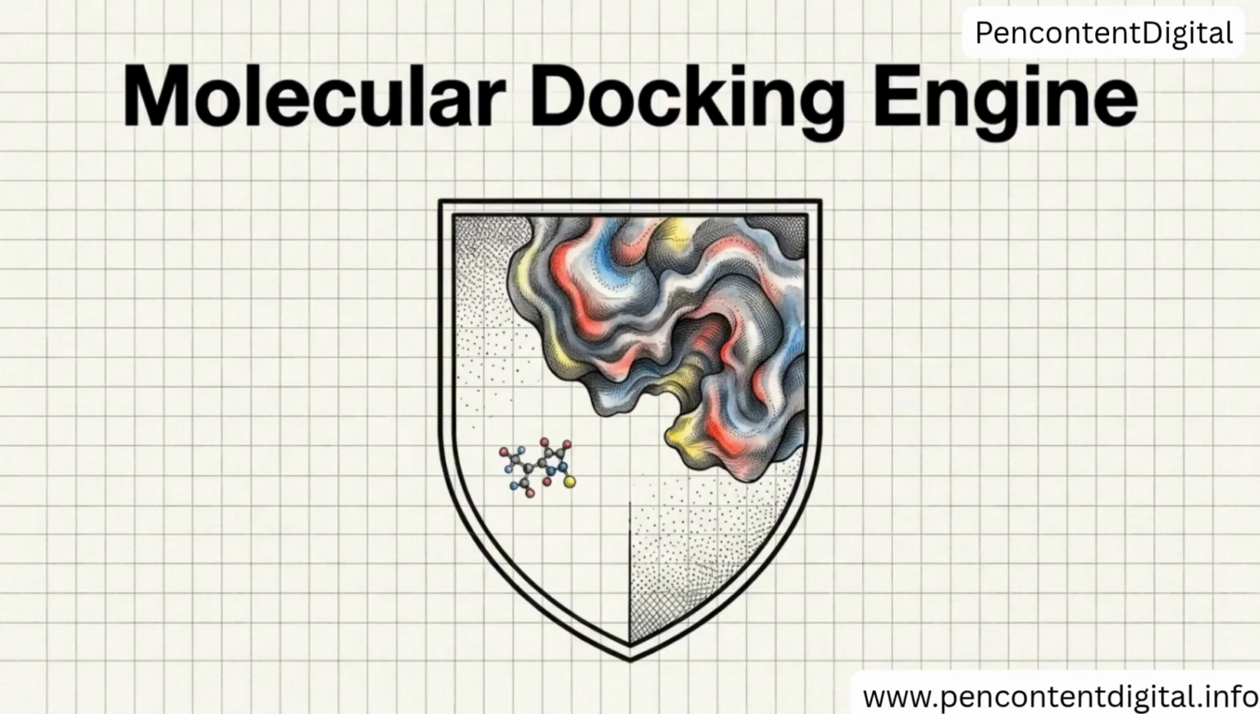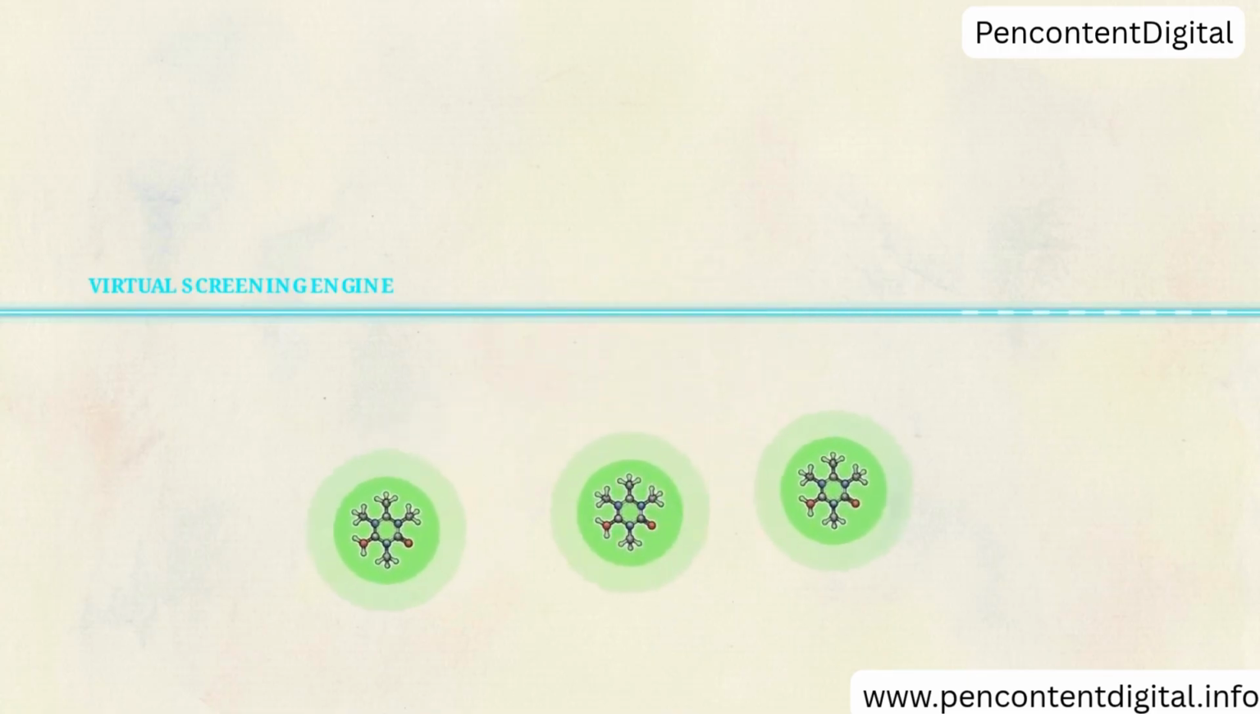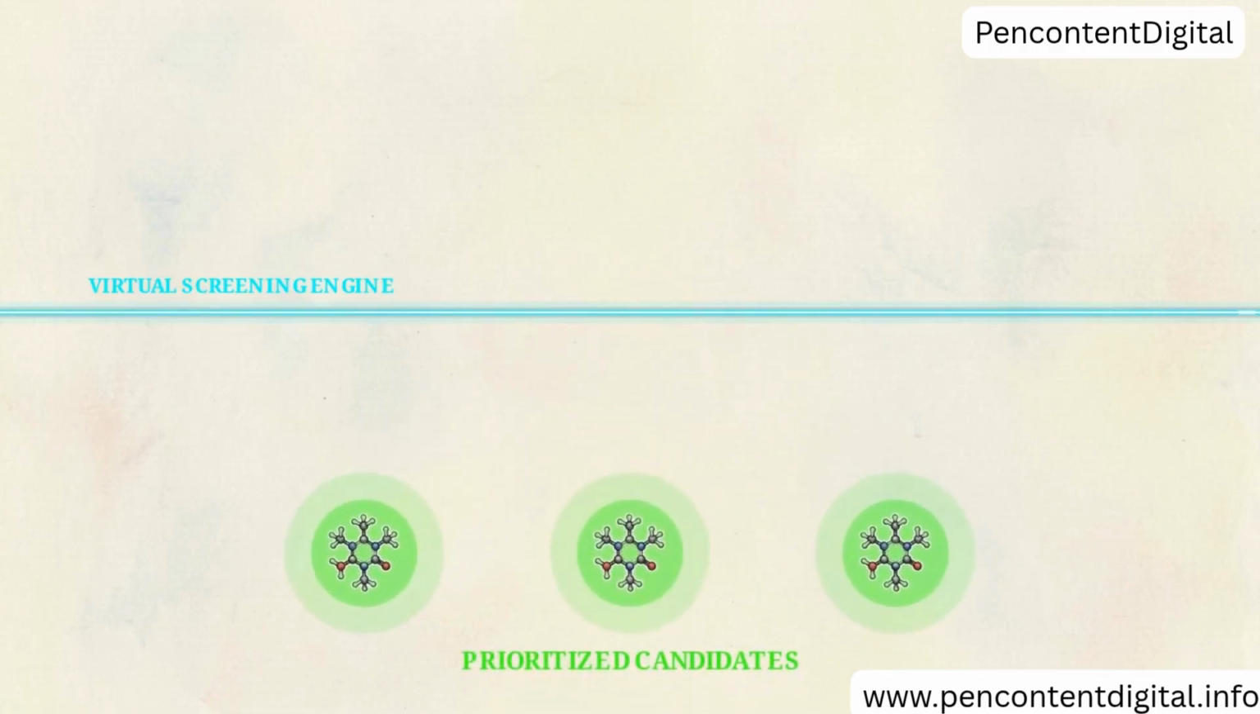Enter AutoDock Vina. Originating from the Scripps Research Institute, this is a free, open-source software engine designed to predict these binding affinities with high precision. By simulating these interactions digitally, virtual screening allows researchers to filter through massive compound libraries, prioritizing the most likely candidates before physical lab work begins.